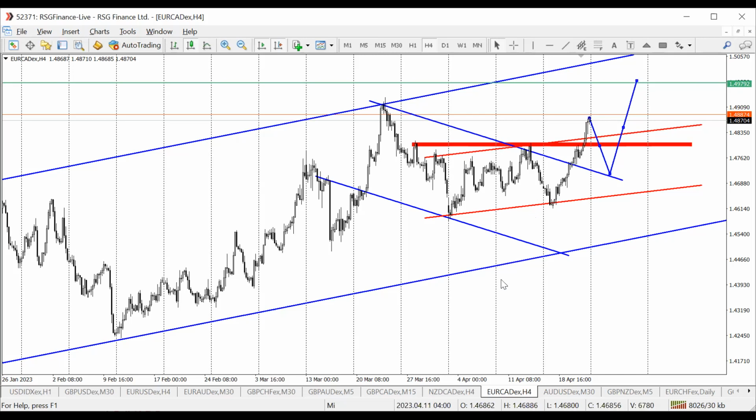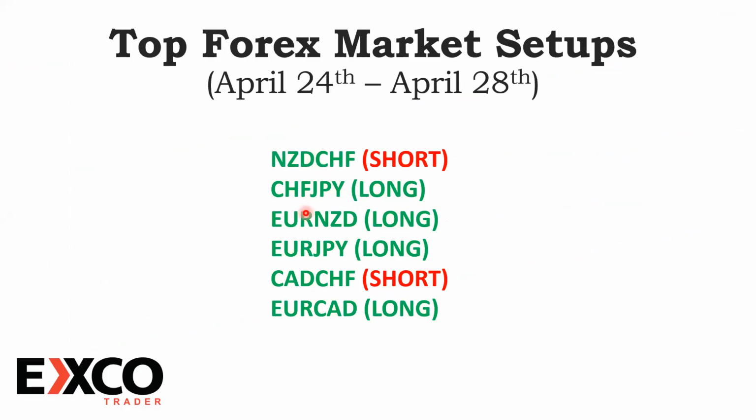So this is it for the week. About 6 pairs we have. Let's just do a quick review. 1, 2, 3, 4, 5, 6. Within these 6 pairs, choose the best one that suits your risk to reward ratio, the one that you also believe will pan out well for you. These are my top 6 Forex market setups for the week. And I believe at the end of the week, we should be able to bank in some pips with these setups.